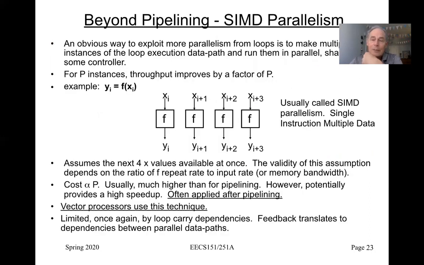After that, beyond pipelining, we think about what I'm calling SIMD parallelism, which is single instruction, multiple data. It's really data level parallelism where we duplicate function units. So if you have loops, an obvious way to exploit more parallelism from loops is to make multiple instances of the loop execution data path and run them in parallel, sharing the same controller.